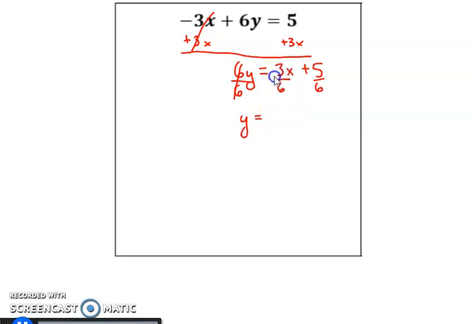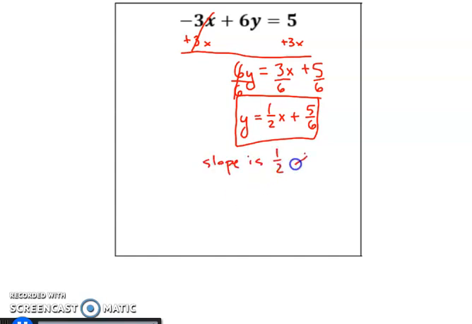I have 3 divided by 6. I know that can simplify. If you don't know, type it in your calculator. That's going to be 1/2 x. Then I have plus 5/6. That doesn't simplify. You could check in your calculator. There is my slope-intercept. Sweet. So now I know my slope is 1/2, positive. It should be going up. And I know that my y-intercept is 5/6. That's where it's going to cross the y-axis.